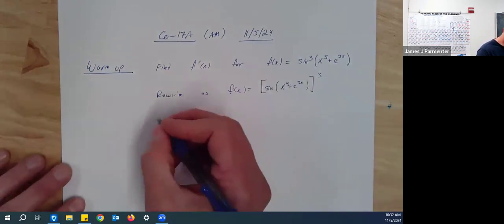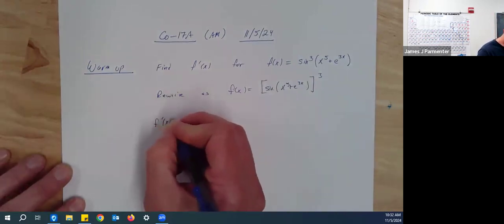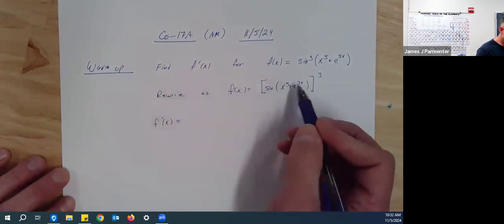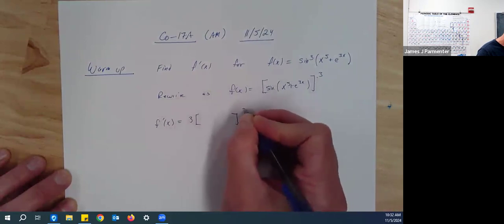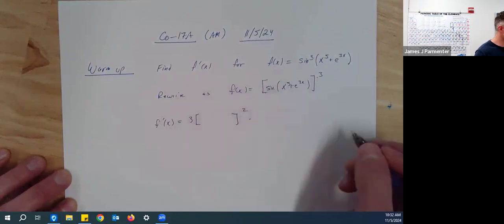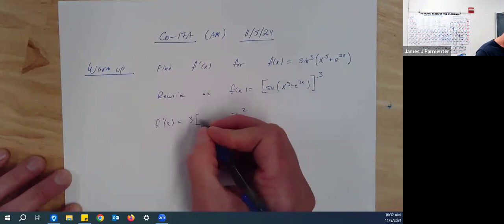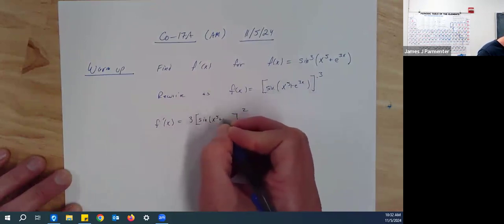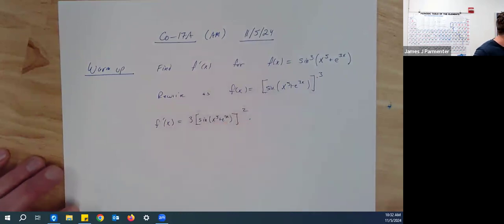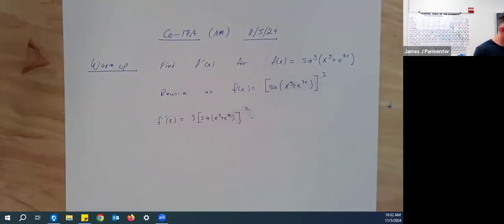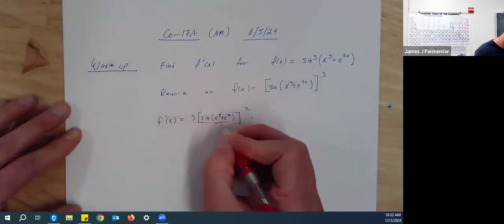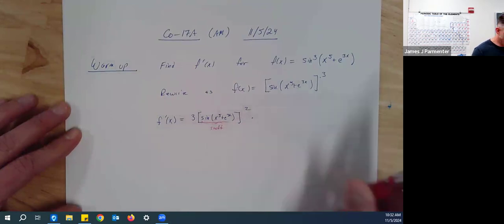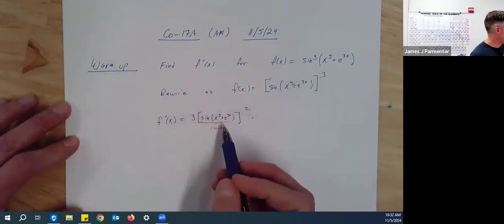When we differentiate, finding f prime of x, we're taking the derivative of something cubed. We're going to get 3 times our something squared, and then we're going to multiply by the derivative of the inside something. So our inside something is sine of x to the fifth plus e to the 3x. And then we want to multiply by the derivative of that inside stuff. So we're multiplying by the derivative of sine of x to the fifth plus e to the 3x.